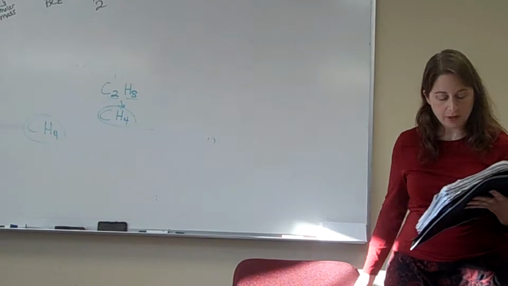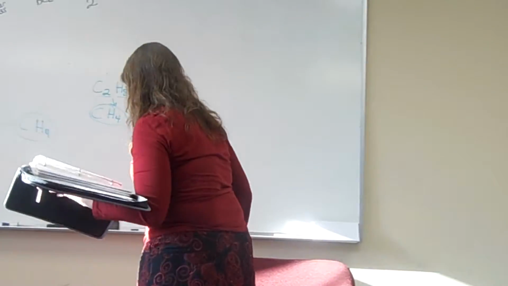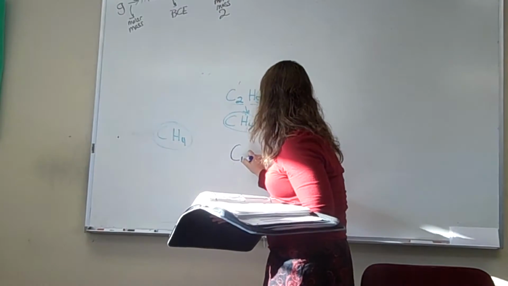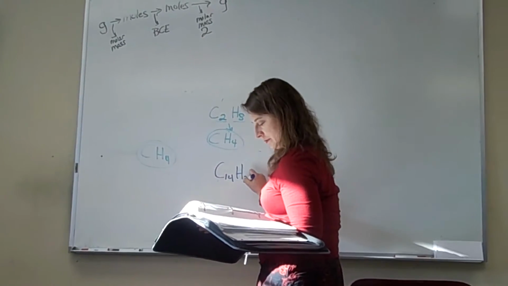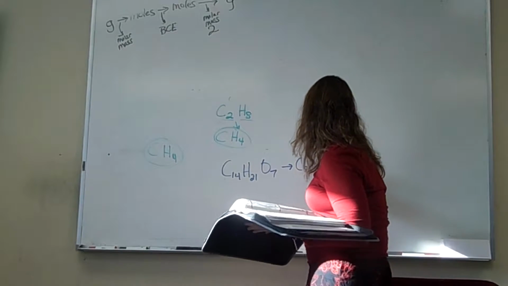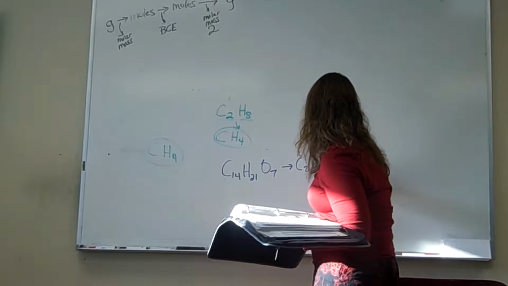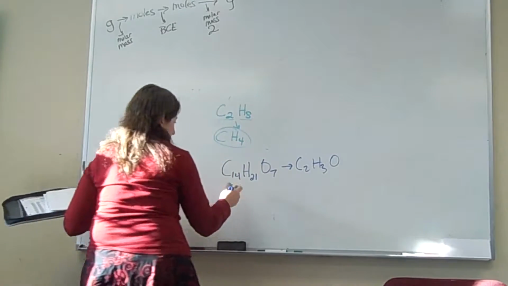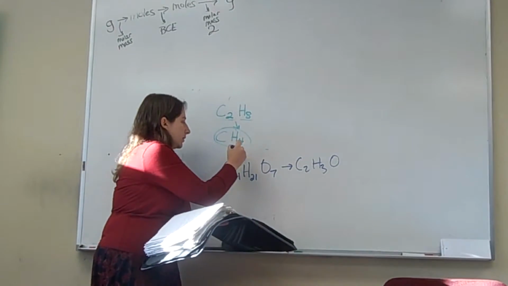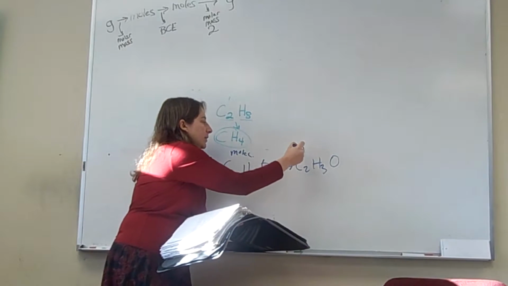So a compound has a molecular formula of C14H21O7. What is its empirical formula? C2H3O. So if we reduce that all the way down, he divided through by 7, and he found C2H3O. This is molecular, and this is empirical.